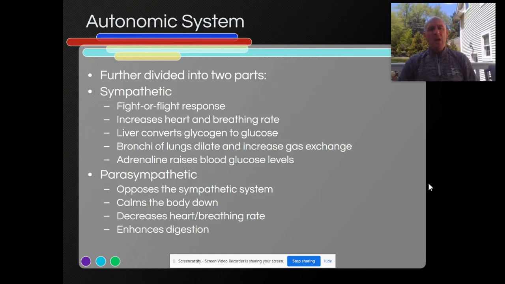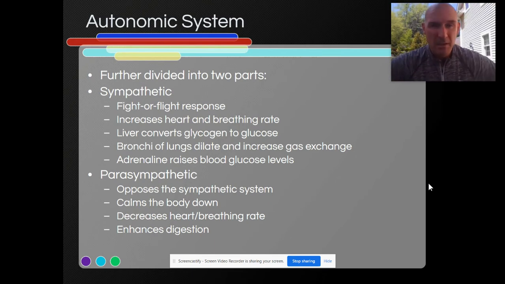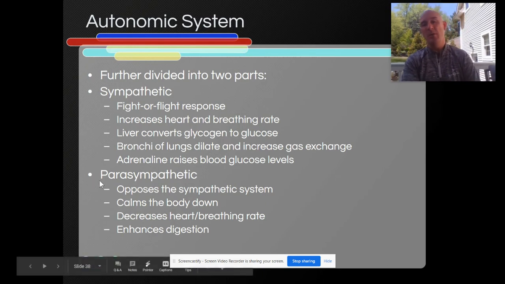Okay. With the autonomic nervous system, it's pretty simplistic. We're going to do one of two things. We're either going to speed things up or we're going to slow things down. So in the autonomic nervous system, we have the sympathetic action, which is the speeding things up. And then we have the parasympathetic action, which is the process of slowing things down.